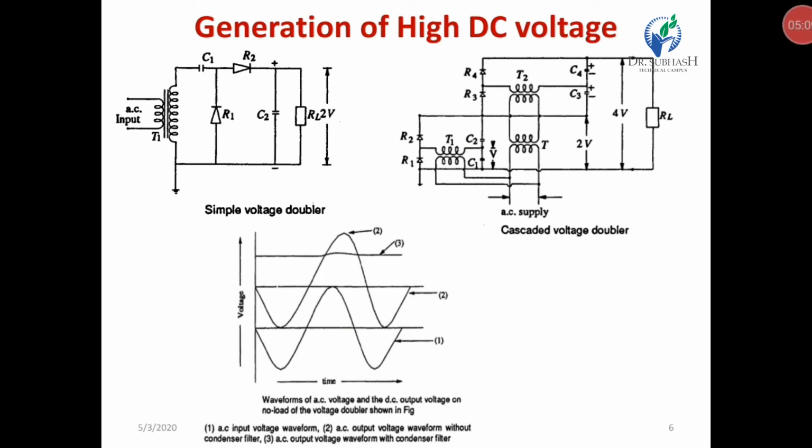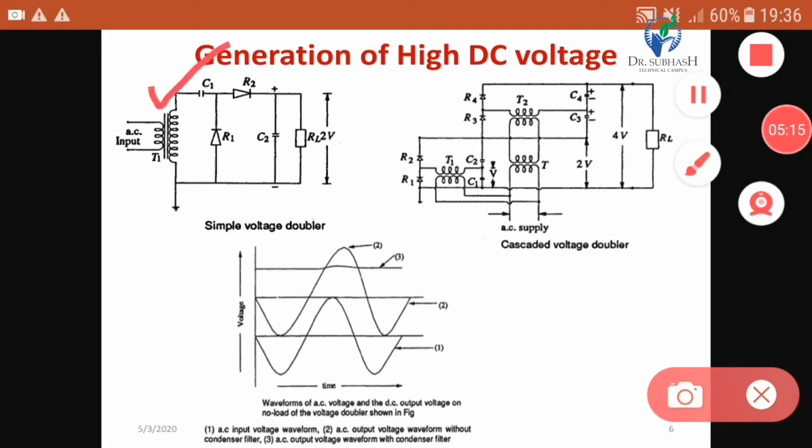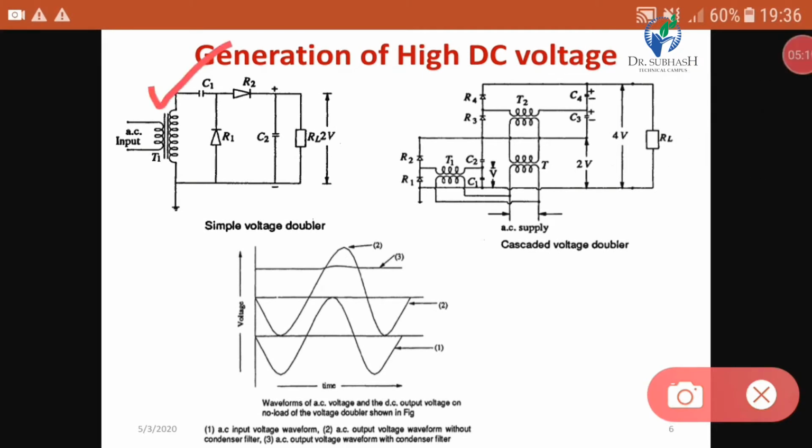Here we have used the properties of a capacitor. Here we can see the capacitor C1. During the half cycle, the capacitor is charged up to V maximum, and this voltage is added to the output. So we get the output voltage V plus V equals 2V. This way we can double the input voltage.